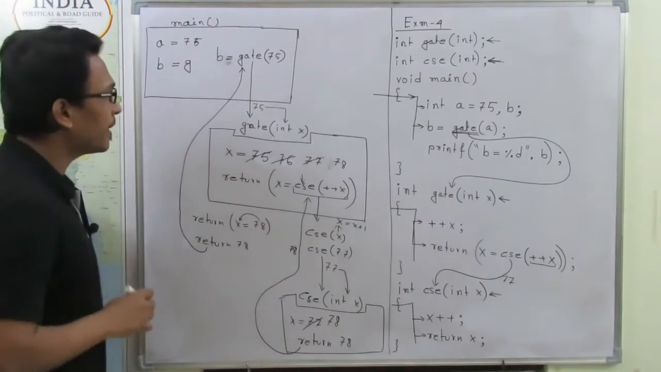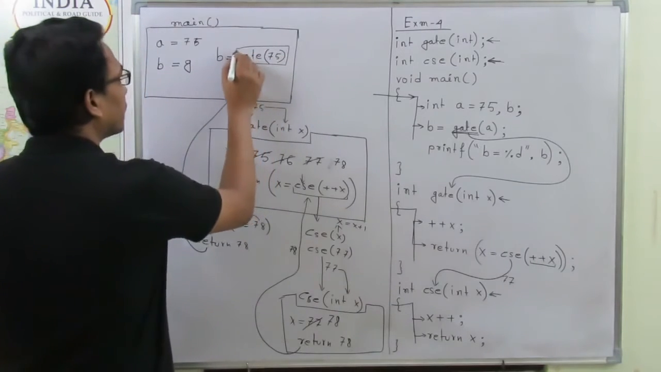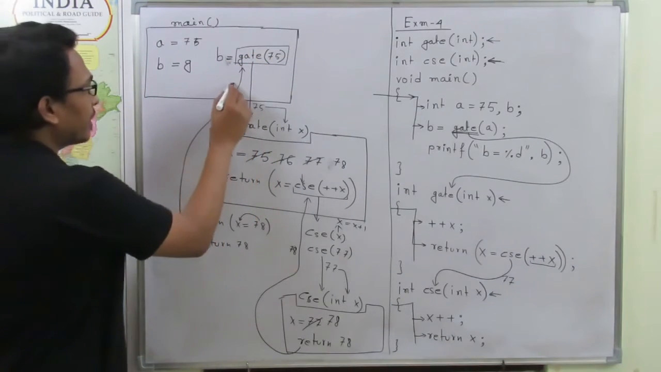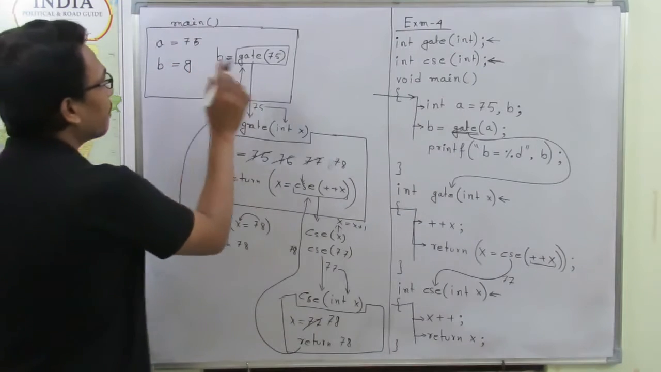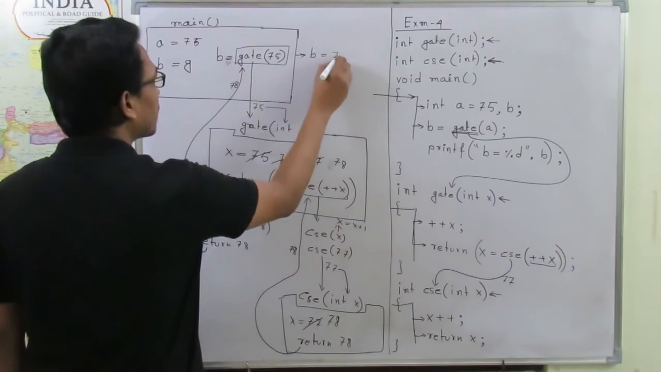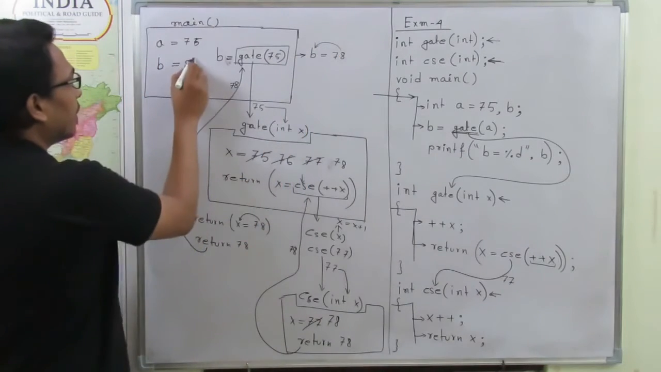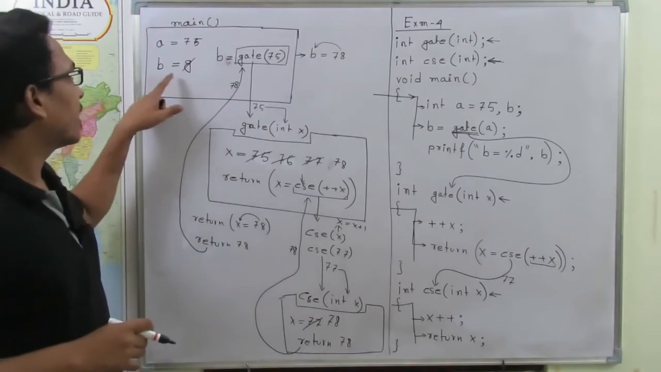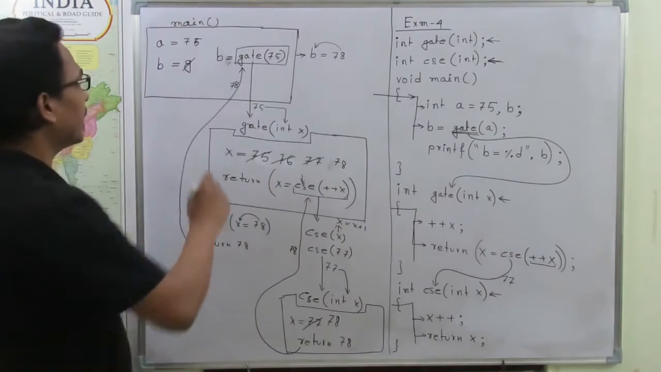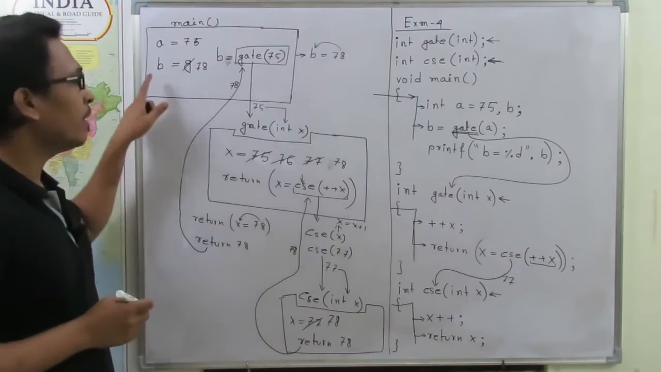Now control of program execution jumps from the get function to the calling position. That means inside the main function, the instruction is this one, with return value 78. Now in this main function, this particular instruction becomes b equal to 78. That means this 78 will be stored inside b. Now the previous value in b is a garbage value, and the new value is 78.